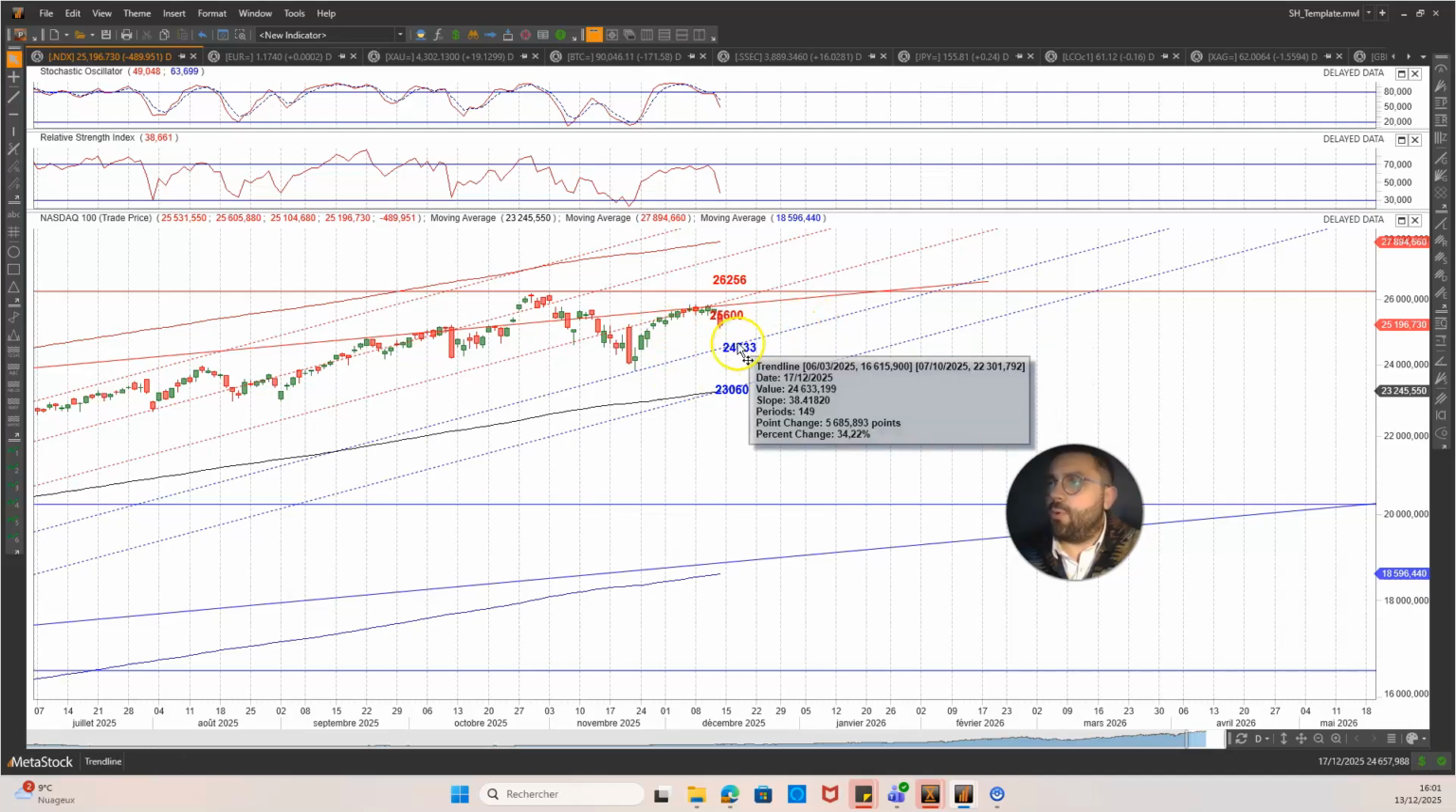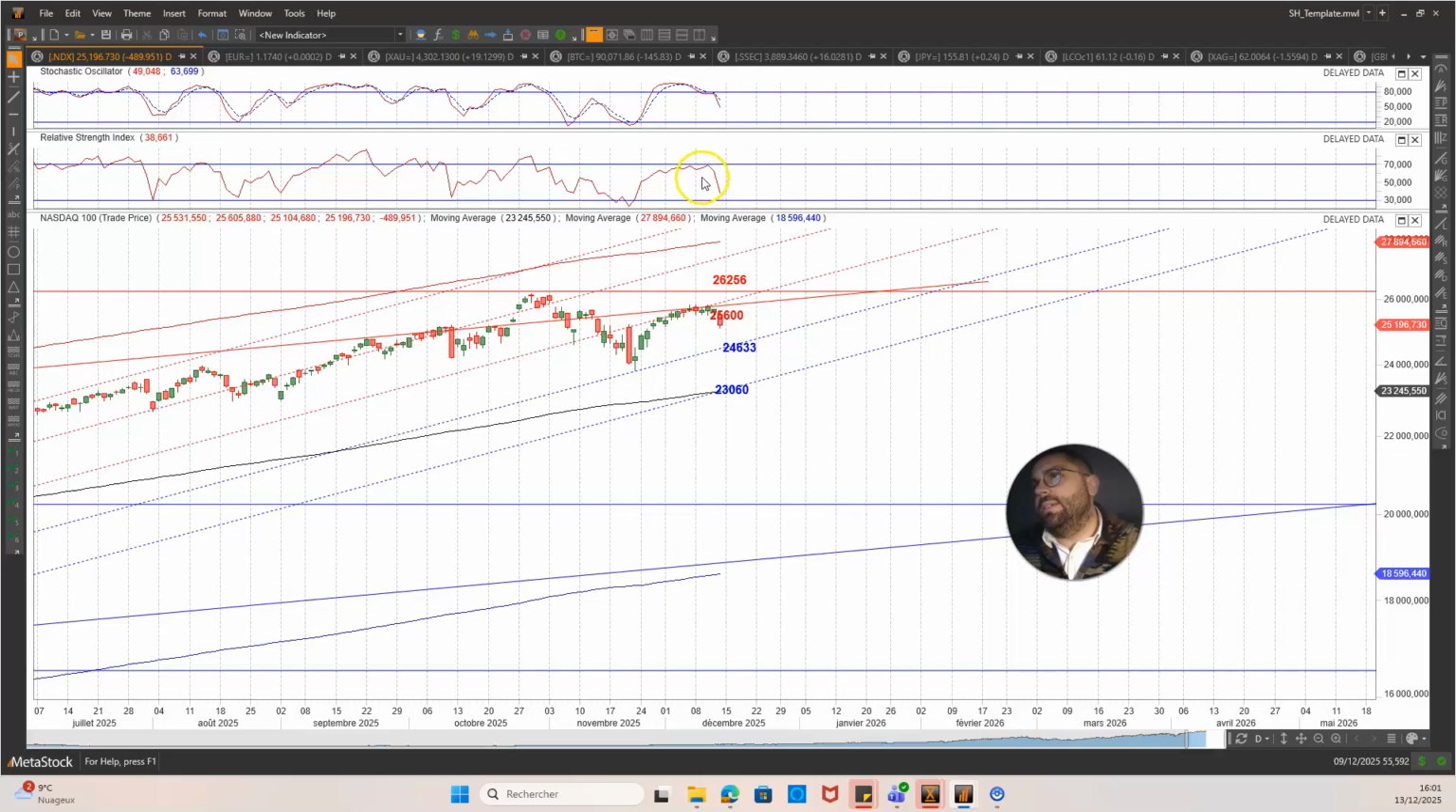Let's put an entry point here around 24,633 points. It corresponds to the secondary trend support. And maybe it will be interesting to buy some lots if prices come here, because in parallel we can see the stochastic oscillator and the relative strength index moving to the oversold position, right?